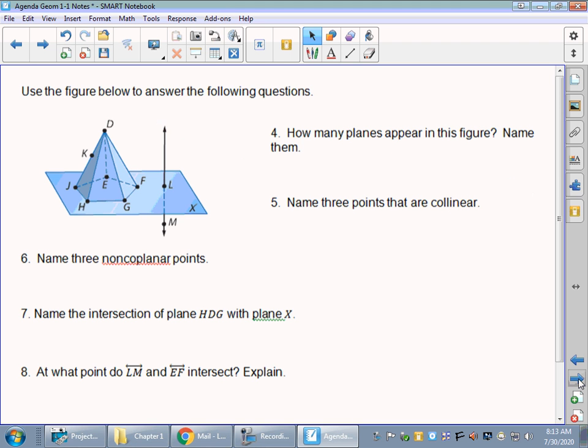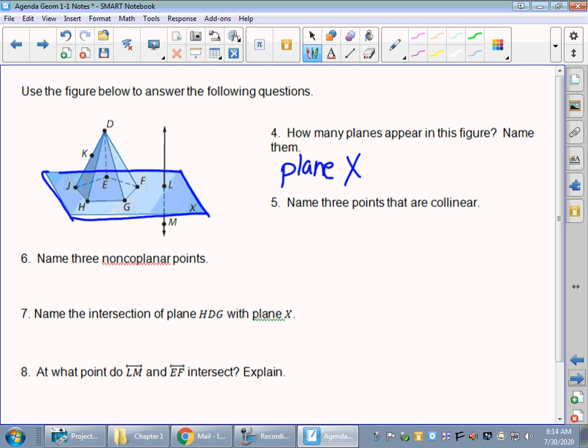All right, last but not least, let's do 4 and 5. So we've got this figure with a lot of things happening. Number 4 says, how many planes appear in this figure? Name them. This is an interesting one because we've got planes going in all sorts of directions. I'm thinking that everybody sees the horizontal plane X, right? Plane X. So this big one right here, that's a plane.